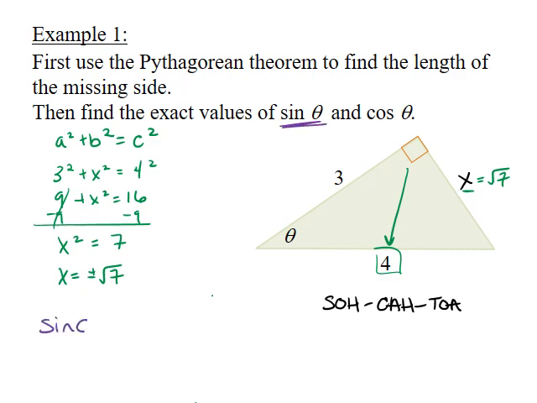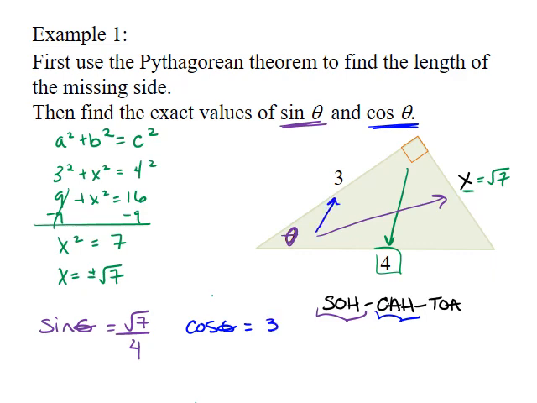We want to find sine of theta. Remember, sine of theta is the opposite over the hypotenuse. So if theta is here, the opposite is root 7, and the hypotenuse is 4. So sine of theta is root 7 over 4. Then we also want to find cosine of theta. Cosine of theta is the adjacent, which is 3, over the hypotenuse, which is 4. So these are the answers to this particular question.